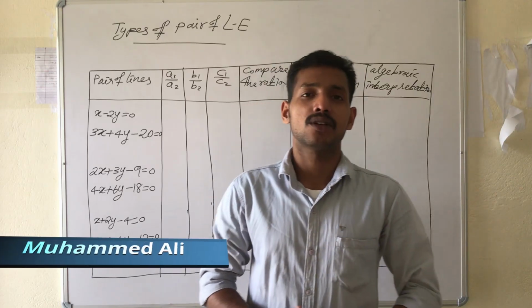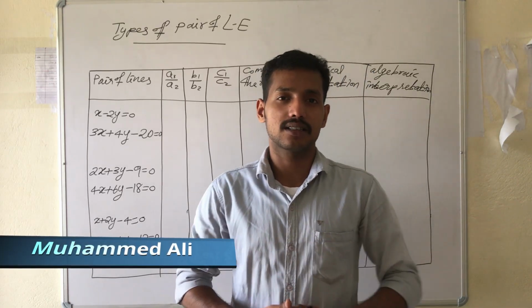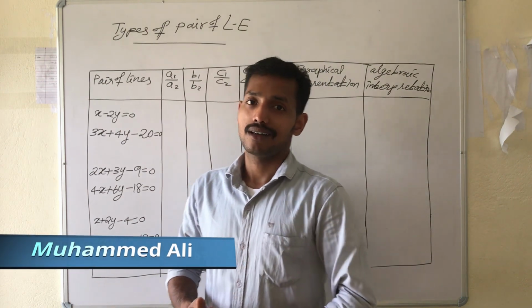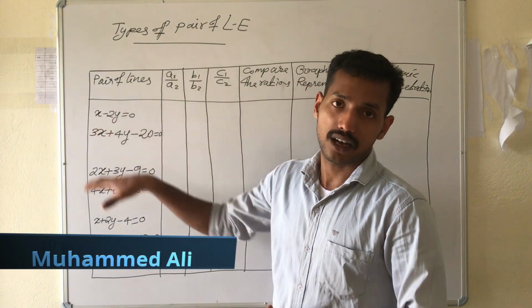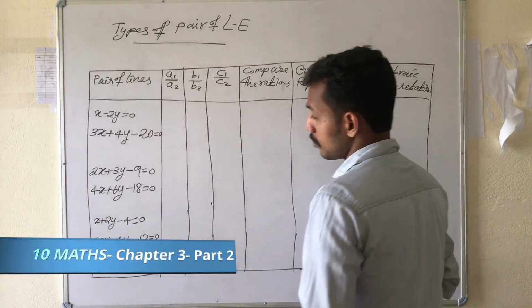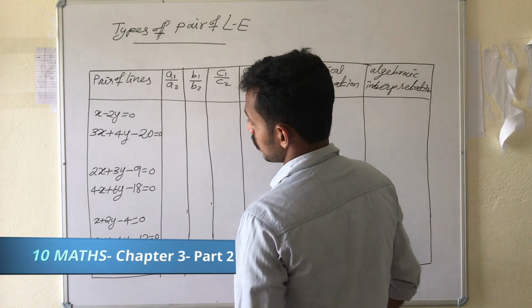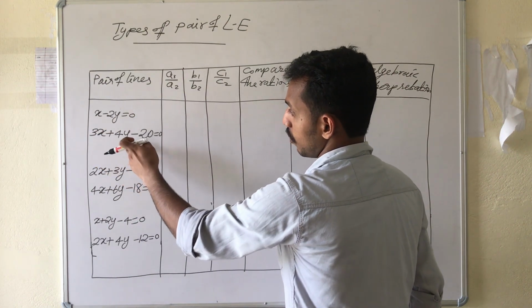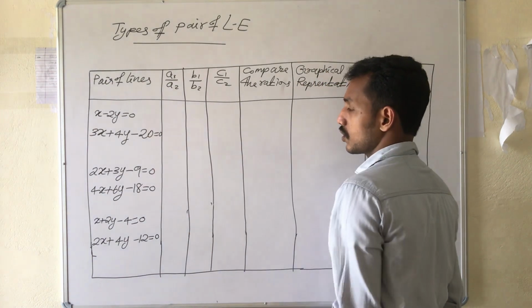Hi, welcome back. In this session, we are discussing the types of pair of linear equations based on the analysis of their graph. So, here three examples are given. First one is x minus 2y is equal to 0, 3x plus 4y minus 20 is equal to 0.